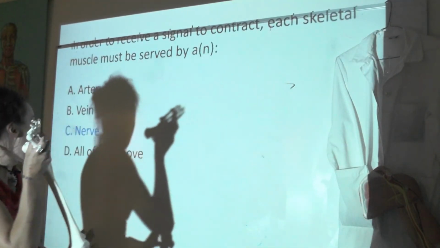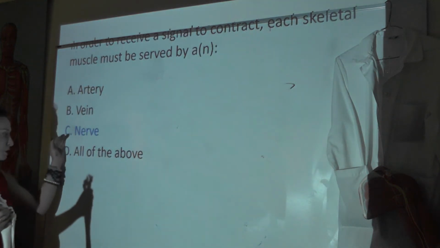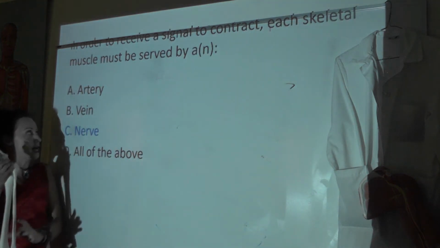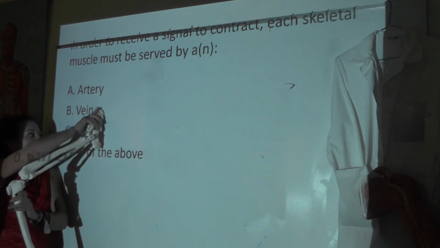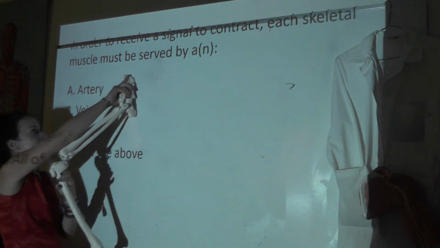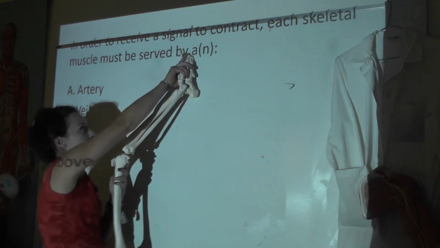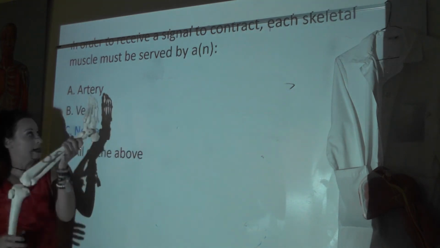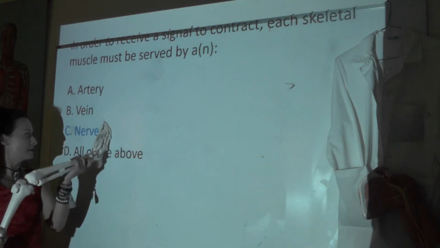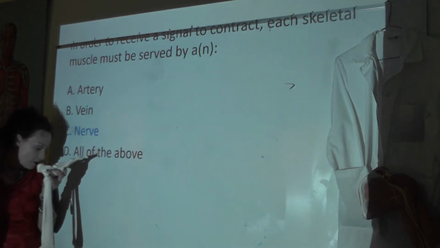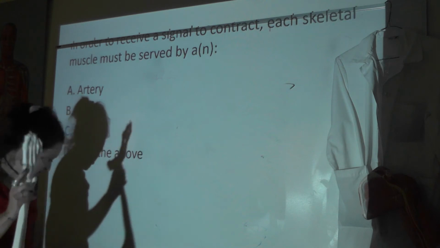It needs all of the above to contract, sure, because you can't contract if you're not living, and you can't live without an artery and a vein. However, the question is saying to receive a signal to contract. Guess who's not sending signals? Arteries and veins. Nerves send those. And so, yeah, that's it.